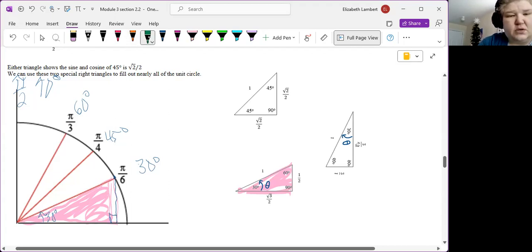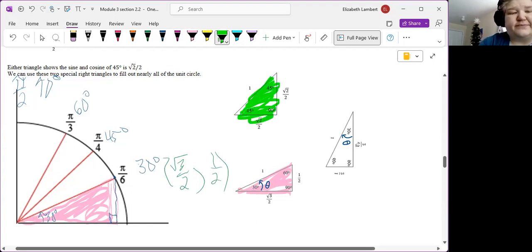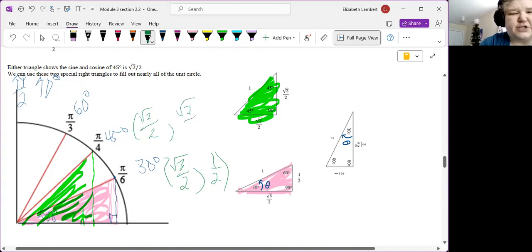So we go over the long side on the 30, 60, 90 is the uglier one. Square root of 3 over 2. The short side is the prettier one, 1/2. All right, now our 45, 45, 90. If I drop that vertical right there, then we can see to get up there, square root of 2 over 2 and square root of 2 over 2.